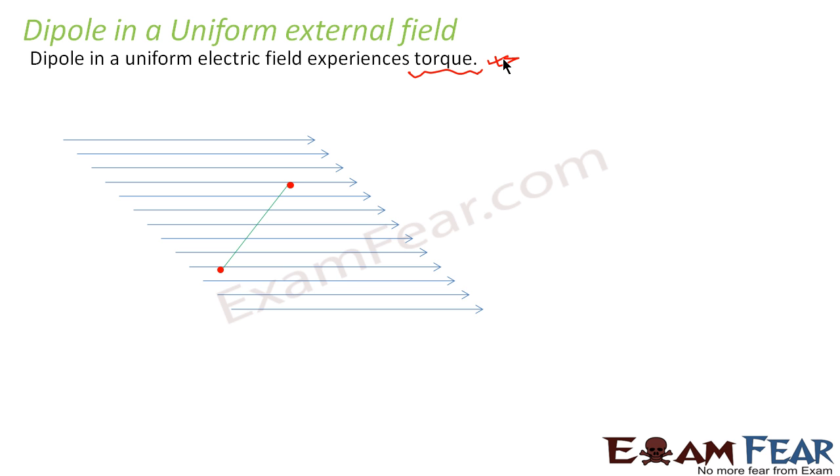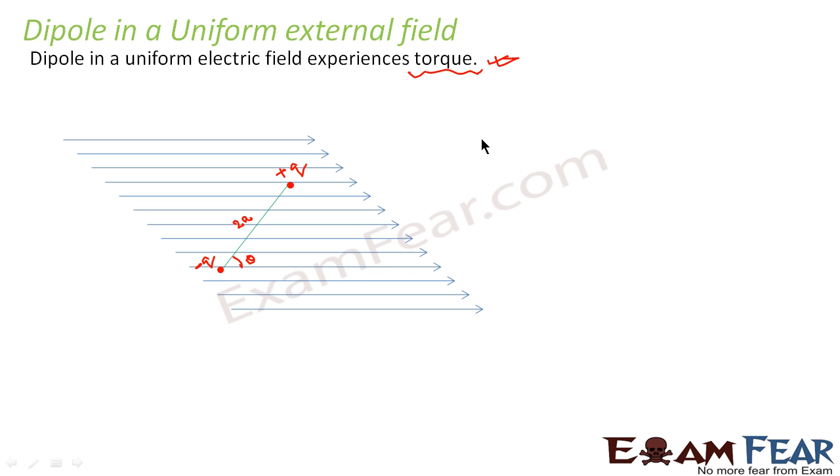Let us suppose this is a uniform electric field. The blue lines represent the uniform electric field, right? And let us suppose that these two small red dots represent a dipole. Let us say this is minus Q and this is plus Q. So if this dipole is placed in a uniform electric field randomly, making some angle theta with the direction of the electric field, and the length of the dipole is 2a, that is, the distance between the two charges is 2a, what will happen to this dipole?